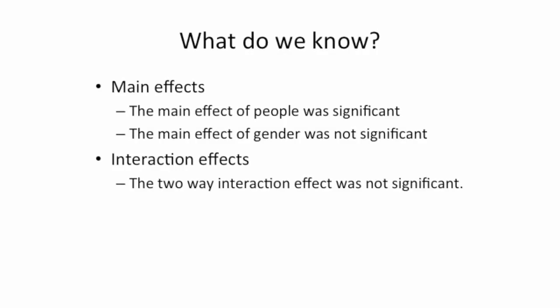So what do we know? If you remember, we're interested in looking at the main effects and the interaction effects. What we found in terms of main effects, we found the main effect for people was significant. The main effect for gender was not significant. And what have we found for the interaction effects? Well, we found that the two-way interaction effect between people and gender was not significant.